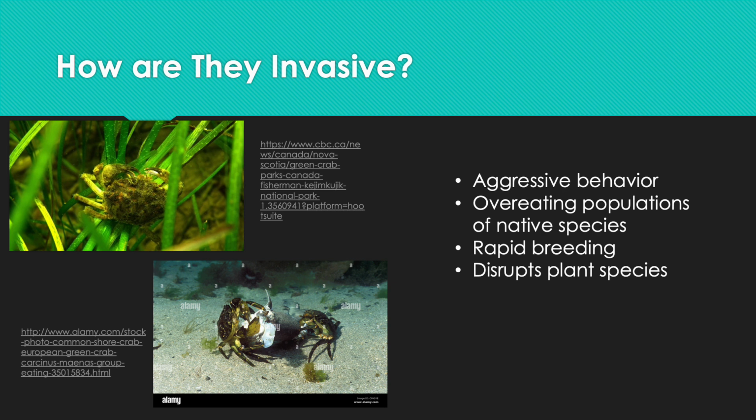These crabs are very aggressive, and because of their aggressive behavior and rapid breeding, they are now scattered everywhere and overeating populations that live in these ecosystems all across the United States. Populations that were affected by these green crabs are organisms such as shellfish, scallops, clams, mussels, and oysters. All of those have been affected by green crabs overeating them.